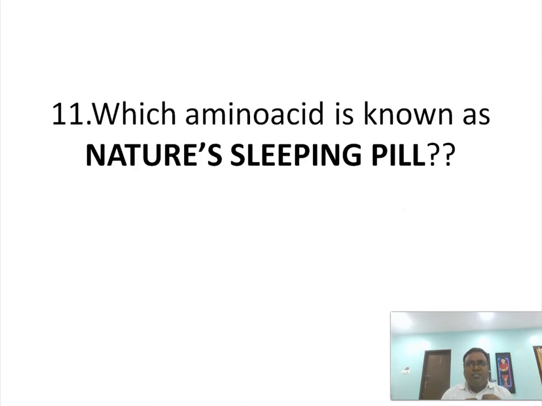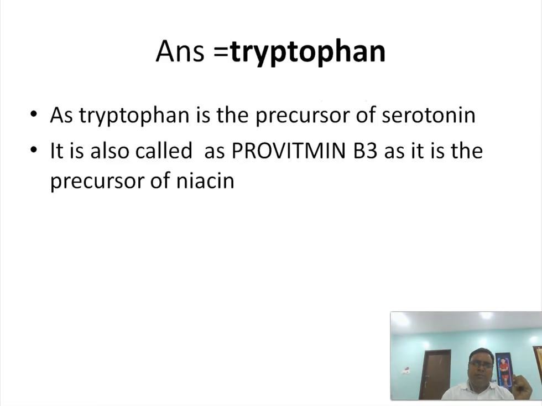Which amino acid is known as nature's sleeping pill? This one is an interesting MCQ. The answer is tryptophan. Tryptophan is the precursor of serotonin and it is also called provitamin B3 as it is the precursor of niacin also. So nature's sleeping pill is tryptophan.